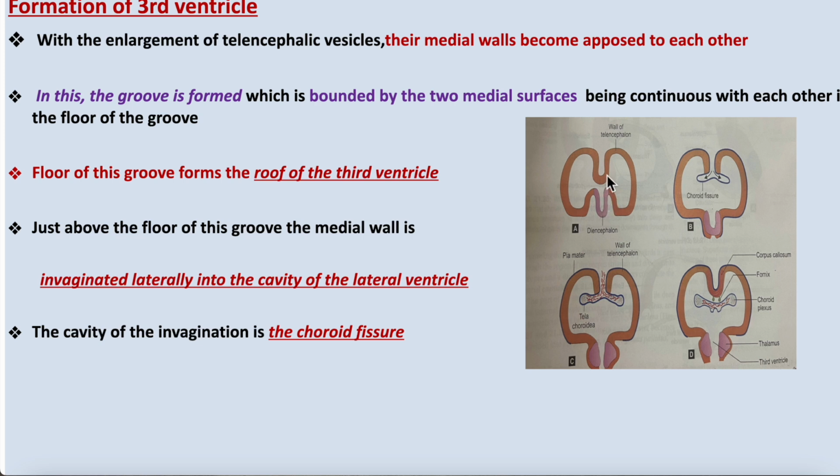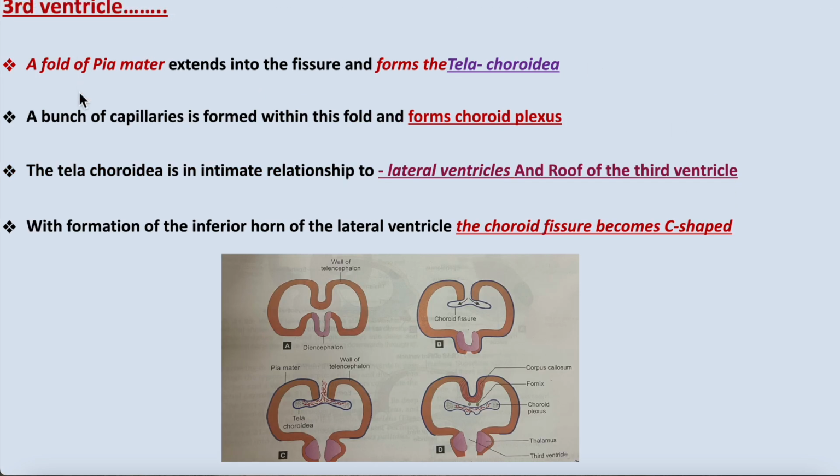Now just above the floor of this groove, the medial wall is invaginated laterally, that is the choroid fissure. So the cavity of the invagination is the choroid fissure. What is happening next to it? The fold of pia mater. This pia mater is covering all around here. So the fold of pia mater also extends into this fissure, forming the tela choroidea. Now a bunch of capillaries is formed within the fold and forms the choroid plexus.